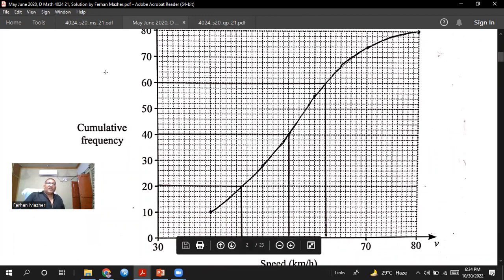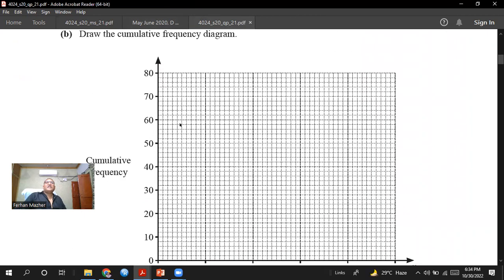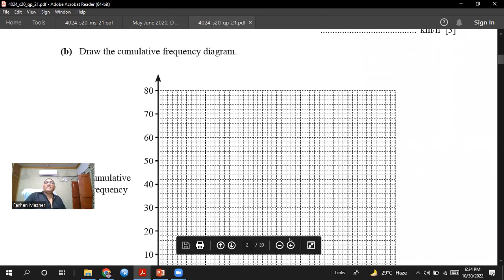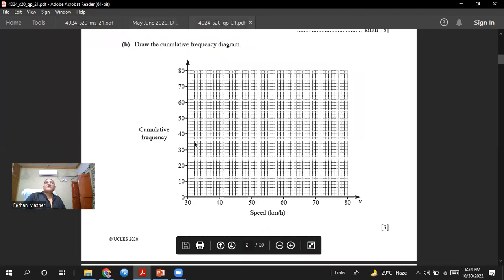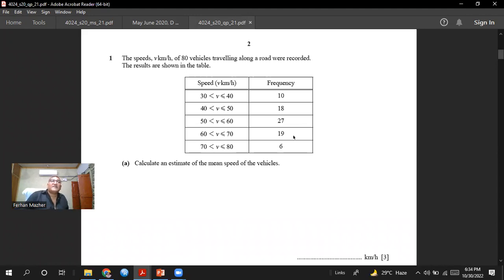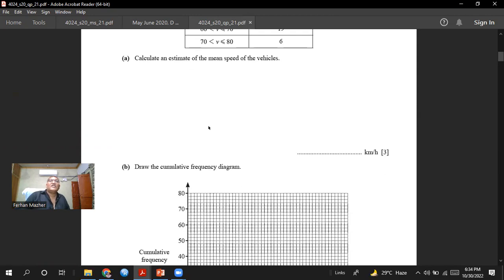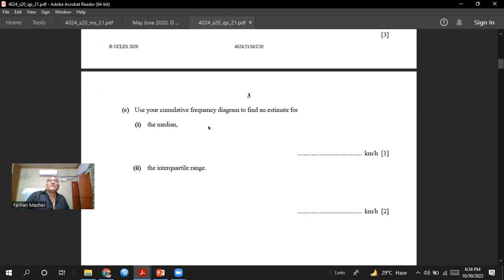So this is how you will do this part, and that was part B, where you have to draw the cumulative frequency curve. From this table, we first found the cumulative frequency, and then we plotted it. The cumulative frequency goes on the y-axis, and on the x-axis we have the upper limits of the classes. So this is how you will draw the cumulative frequency curve.